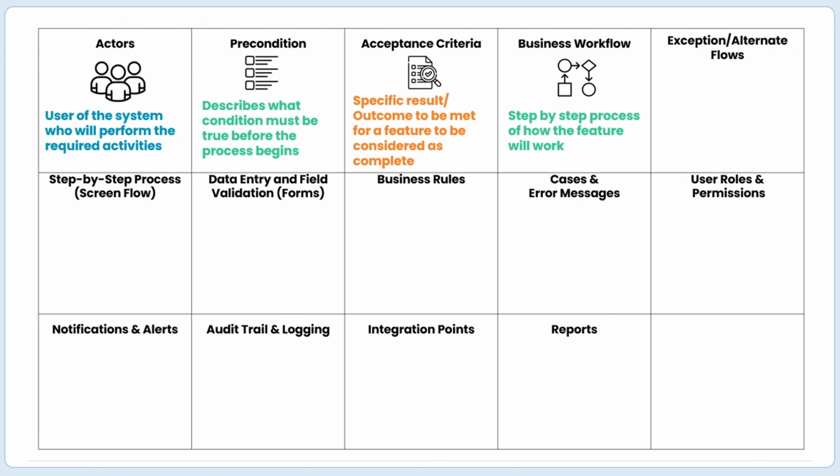Next, we have business workflow. This step explains the step-by-step process of how the feature will work. We capture these requirements in the form of a diagram and textual representation. Next, we have exception and alternate flows. This step explains possible deviations or alternate paths from the main process. It explains how the system should behave and handle errors, cancellation, or unusual situations.